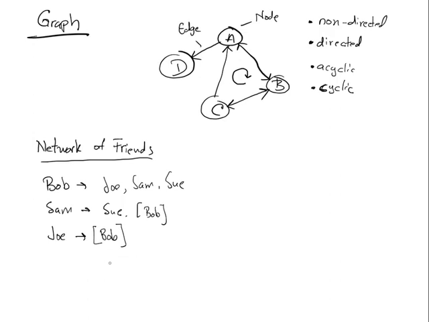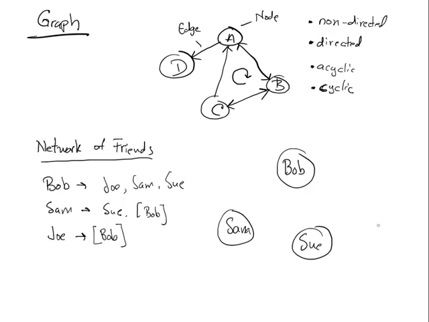So how does this look if we were to actually go ahead and write it out as a graph? Well, our nodes are our people, so let's draw a node for every person. So we'll put Bob here. We will put Sam in this bubble over here. And we will put Sue over here. And let's just go ahead and put Joe here. All right, so I have all 4 people.